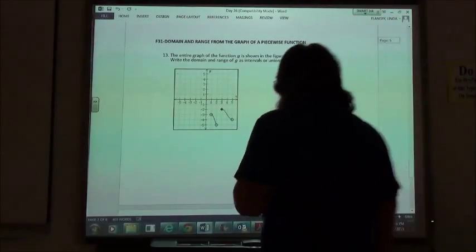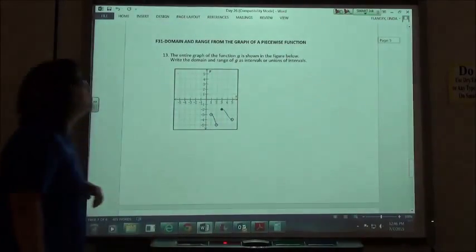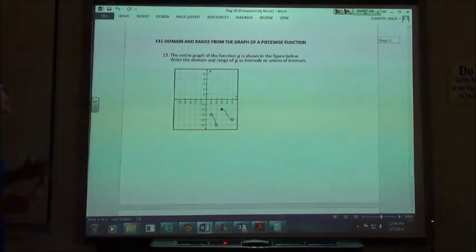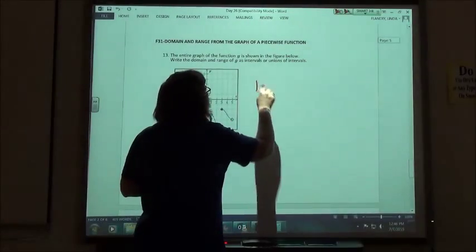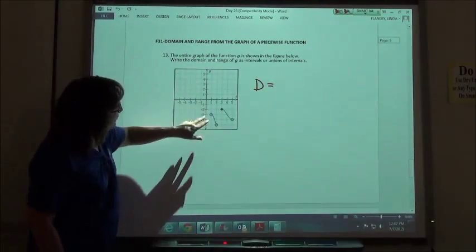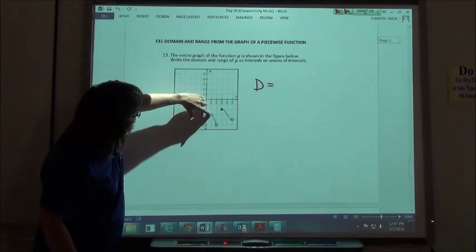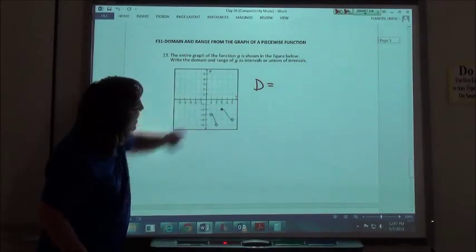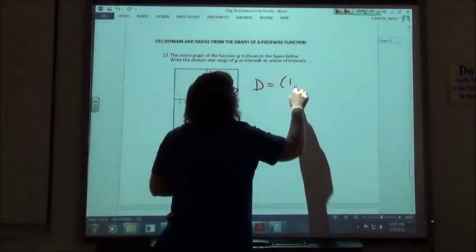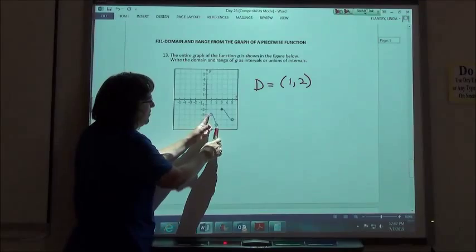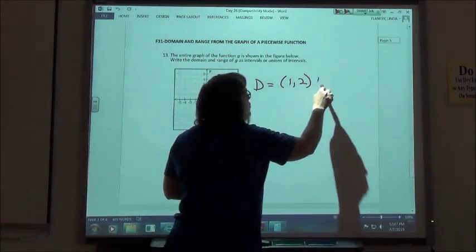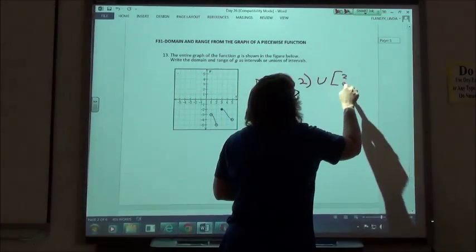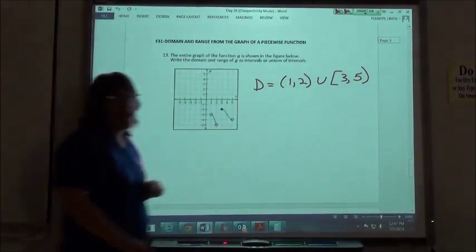And then they do a domain and range of a graph of a piecewise function. A piecewise function just means it has separate parts to it. Again, if I look at my domain, I have two separate parts of my domain. This graph goes from 1 to 2. This one goes from 3 to 5. So I'm going to have from 1 to 2 as the domain of the first part, and then I'm going to do a union sign to join them, or 3 to 5 for the domain of the second part.